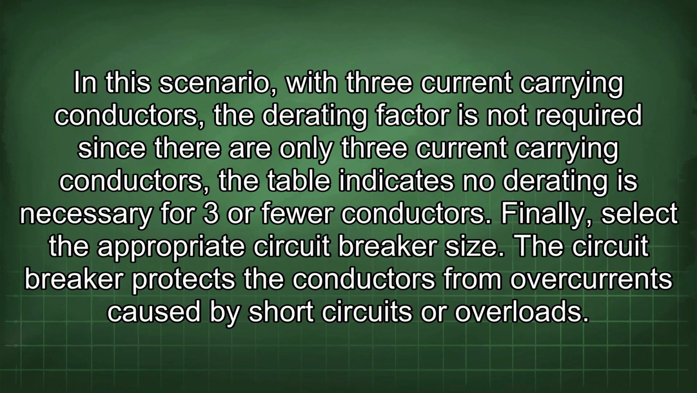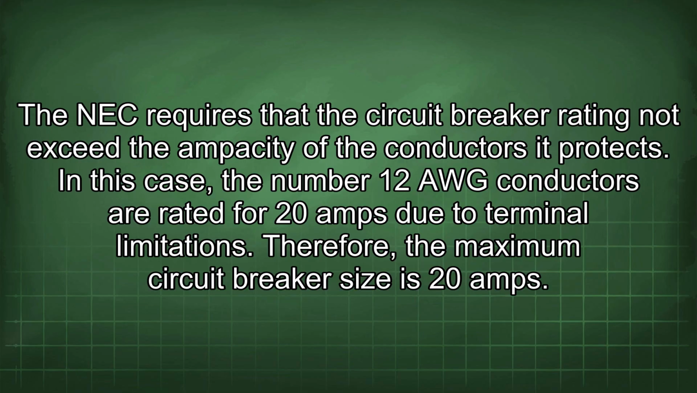Finally, select the appropriate circuit breaker size. The circuit breaker protects the conductors from overcurrents caused by short circuits or overloads. The NEC requires that the circuit breaker rating not exceed the ampacity of the conductors it protects. In this case, the number 12 AWG conductors are rated for 20 amps due to terminal limitations. Therefore, the maximum circuit breaker size is 20 amps.